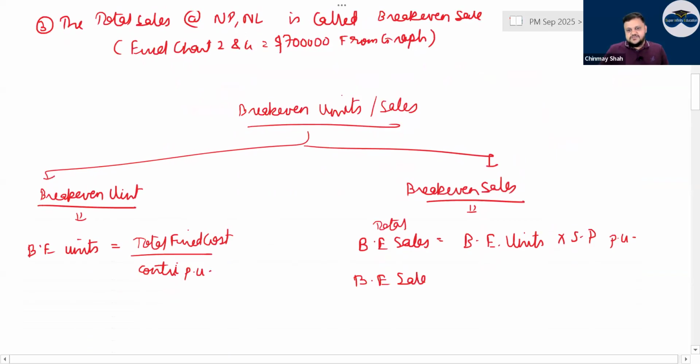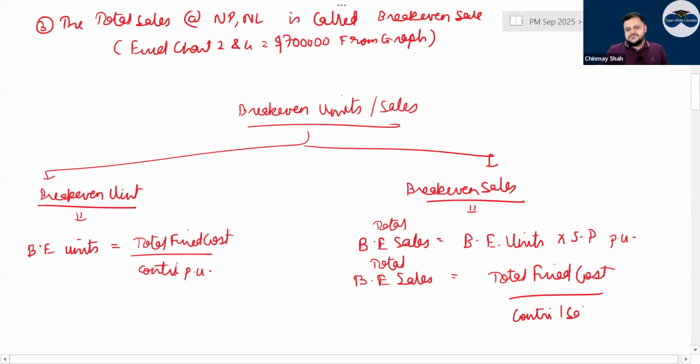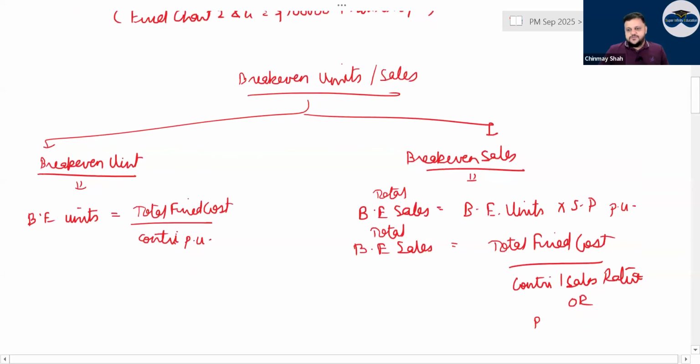BE sales, break even sales, totality में. How do you find out? Tell me. What multiplied by what, or what divided by what? Tell me. Total fixed cost divided by what? CV contribution. Contribution by sales ratio. It is also called as PV ratio, or also known as what? PV ratio, profit volume ratio.